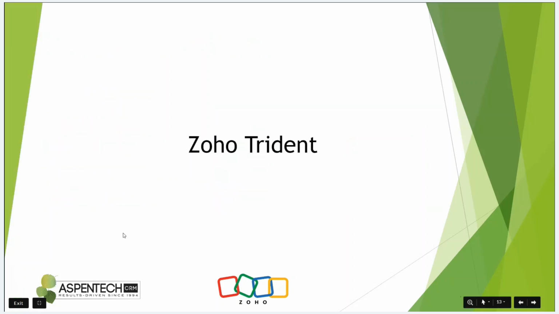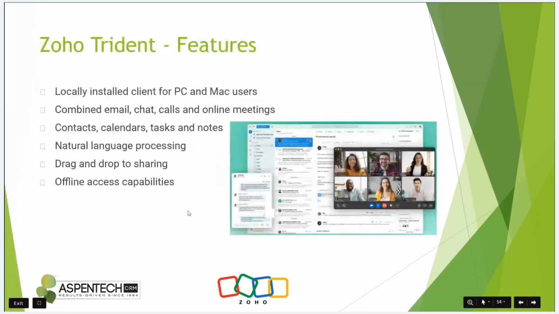The next application I want to talk about here is Zoho Trident. This is actually the latest release from Zoho and what we're going to be sharing today. Trident was just announced a couple of months ago and is currently in beta. This is actually a free app that you can go out and download today. You can install this if you're on a PC or a Mac. It is a locally installed application. It combines email, chat, calls, and online meetings all into a single app here for us. It also includes things like contacts, calendars, tasks, and notes too.